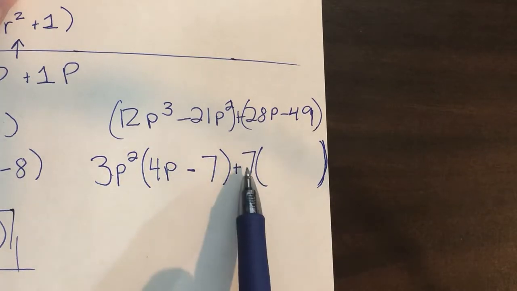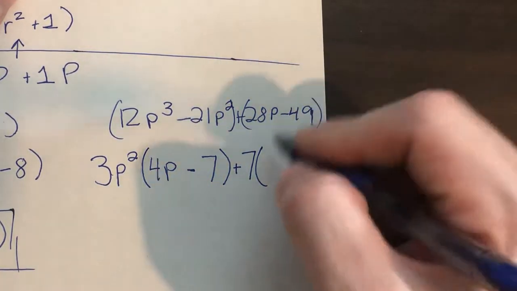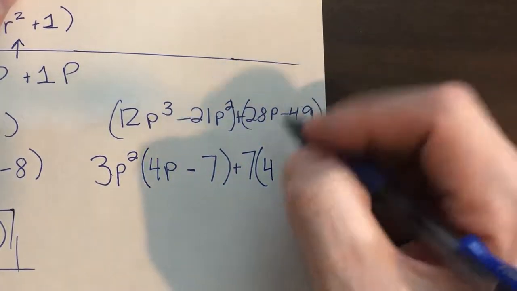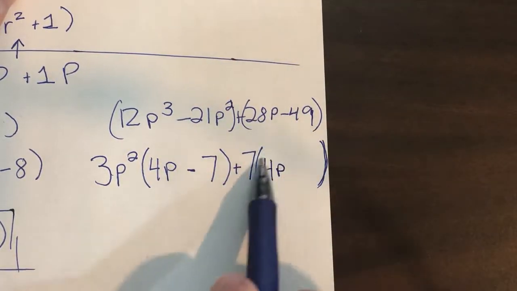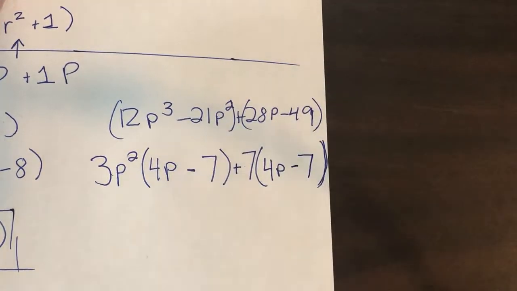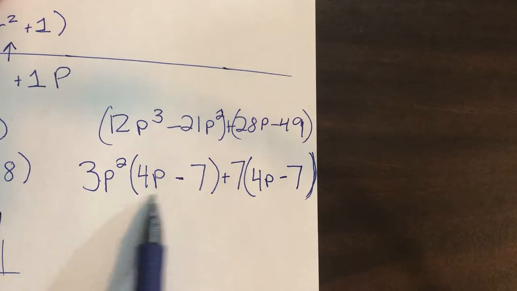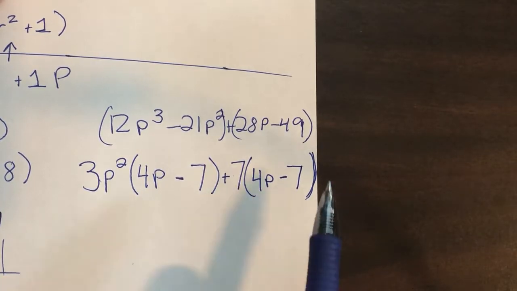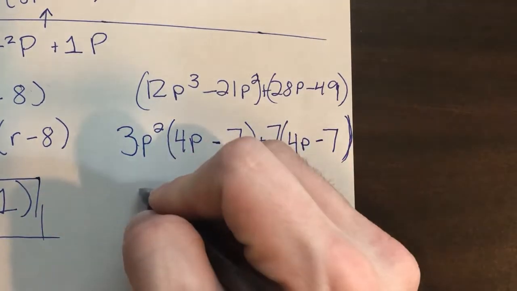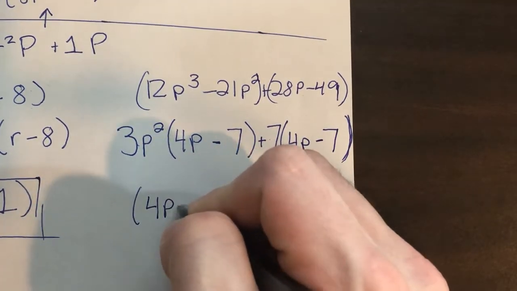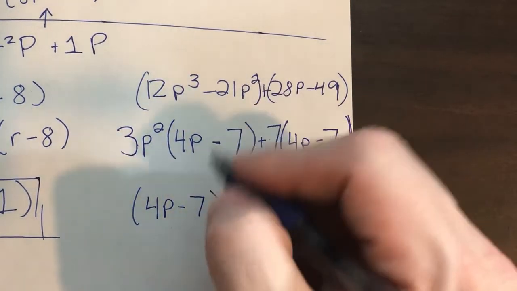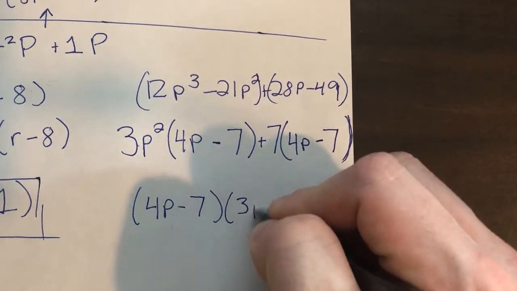So let's take a look. 7 times what is 28? That's going to be 4. And again, I need the p in here as well. And now here, 7 times what is negative 49? It is negative 7. Notice how 4p minus 7, 4p minus 7. So just like with this idea here, I'm going to take the 4p minus 7 out. Then I'm going to put my 3p squared.